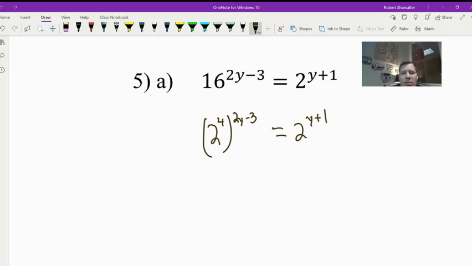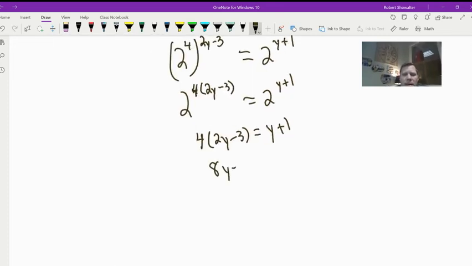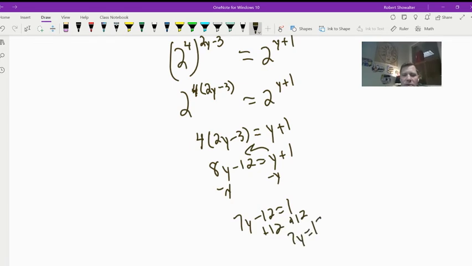And now 4 to that. So we get 2 to the... power to power, we're going to multiply those two things. So we get 4 times the 2y minus 3 power equals 2 to the y plus 1. Now the bases are the same, so we can make the exponents equal, and we have an equation to solve. So distribute the 4: 8y minus 12 equals y plus 1. Now we can keep solving. I'm going to move the y's to one side. So minus y. We get 7y minus 12 equals 1. Add 12, add 12.